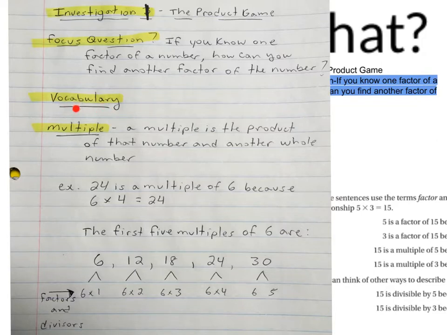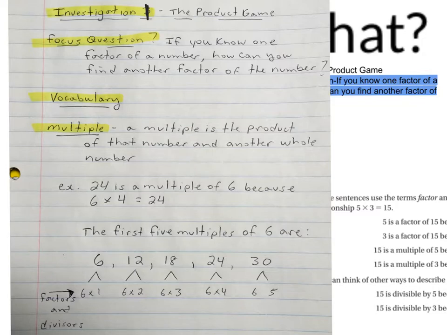The vocabulary term for this lesson is multiple. A multiple is the product of that number and another whole number. Here's an example. 24 is a multiple of 6 because 6 times 4 is 24. So multiples are just a number multiplied by another number.